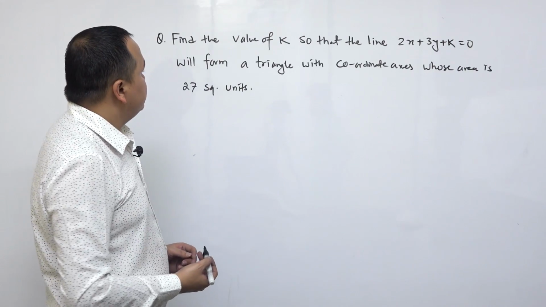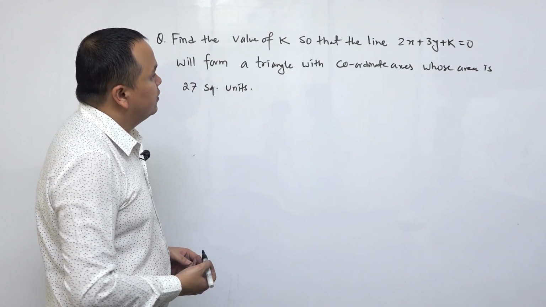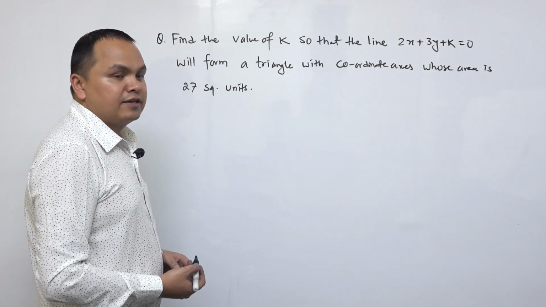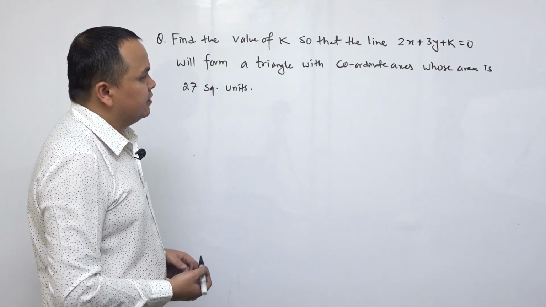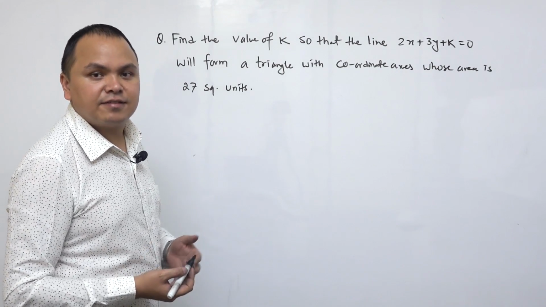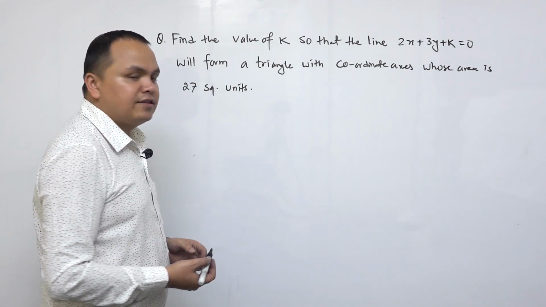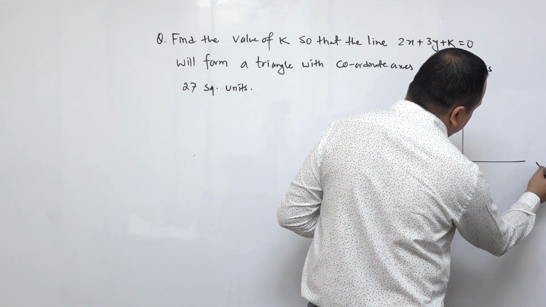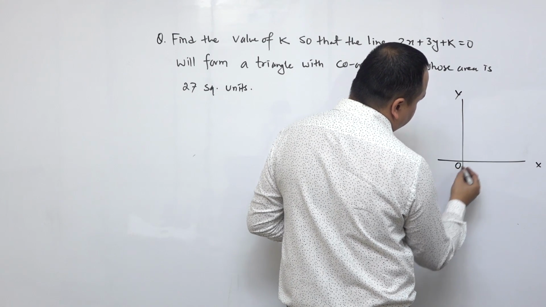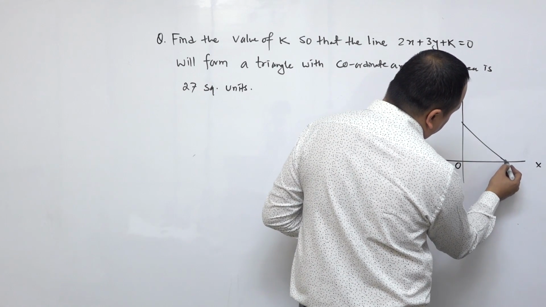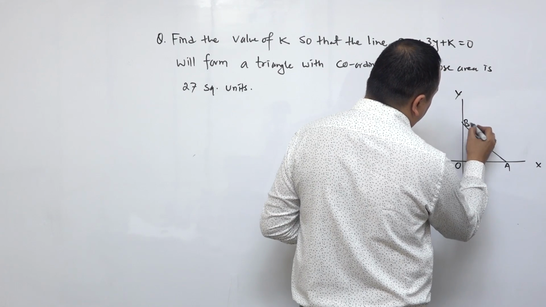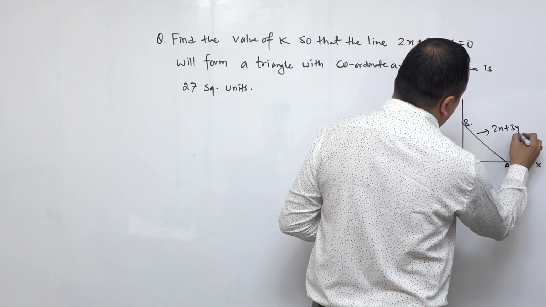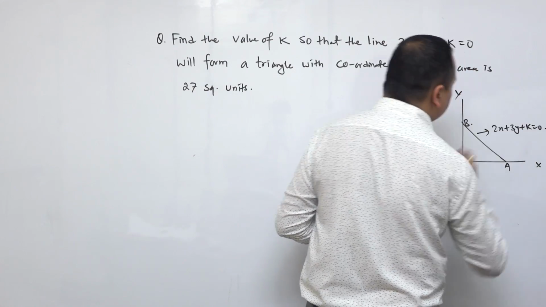We have another example. Find the value of k so that the line 2x plus 3y plus k is equal to 0 will form a triangle with the coordinate axes, that is x-axis and y-axis, with area 27 square units. Suppose this is the x-axis, y-axis, this is the origin, and this is AB. The equation of AB is 2x plus 3y plus k is equal to 0.